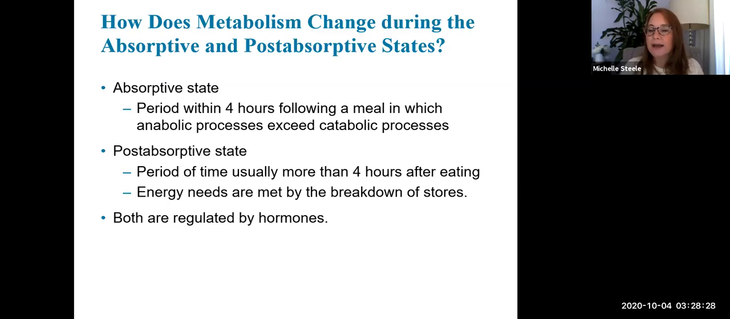And when we come back next time, we are going to talk about ways in which our bodies are sophisticated enough to change our metabolic rates depending on how long it's been since we've had our last meal. So we're going to talk about different states our bodies are in.